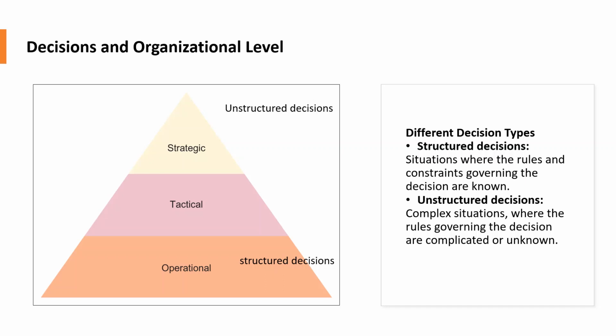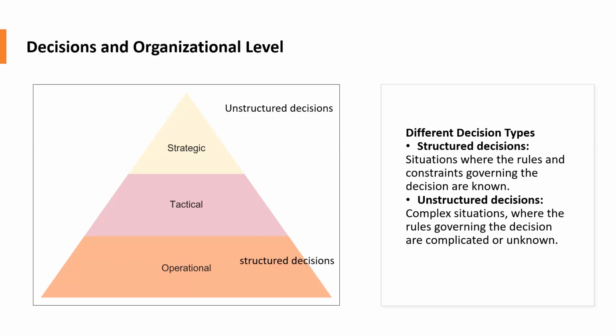So what happens is that as far as decision making is concerned, we find that at the top level, the strategic level, the type of decisions that occur at that level, we call them unstructured decisions. That is where the rules and constraints governing the decisions are complicated or are unknown. So in other words, to make a decision at the top level, you're not necessarily following a certain rule or a certain procedure.